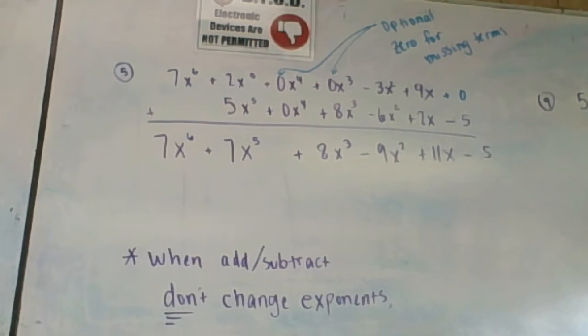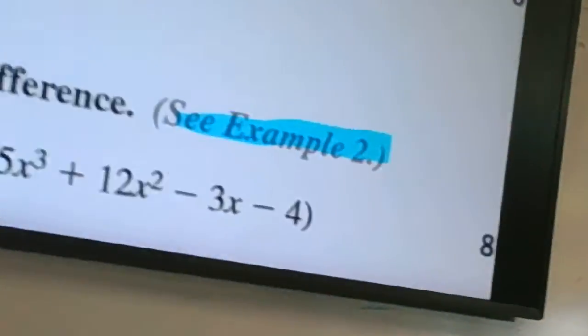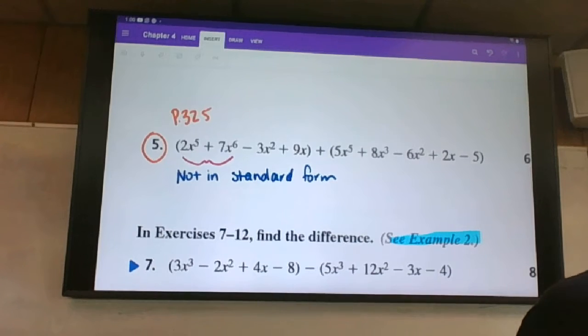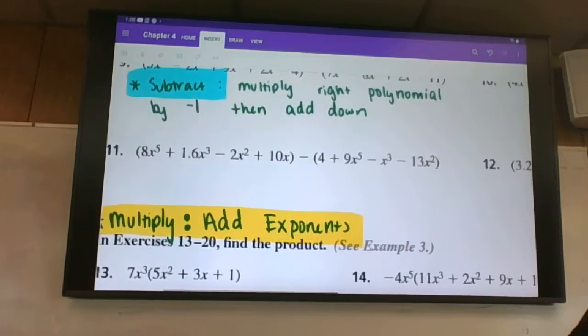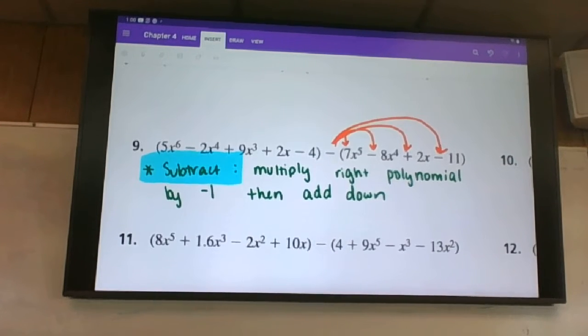Our next one that I'm going to do is number 9. It's subtracting, which isn't very different. It's not. It's not very different. I don't want to go too quick. So 9 is a whole different example of subtracting.